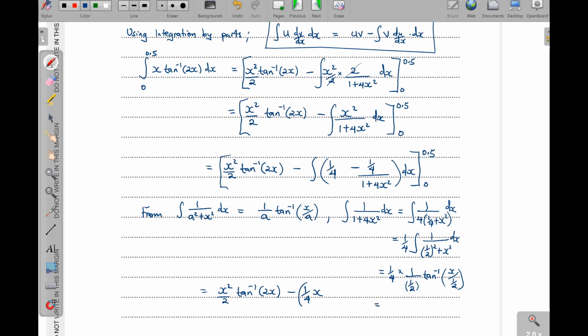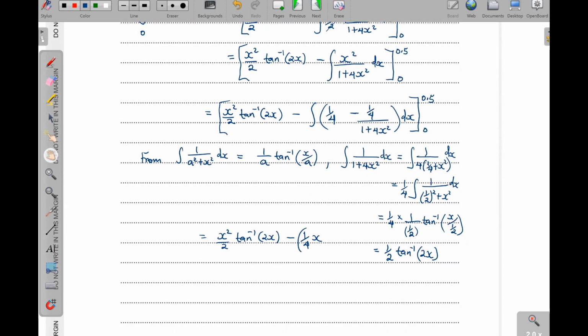Then this one will give us a quarter, the half flips, times 2. So that one will give us a half, not so? So the whole thing here, we shall get a half, then the arctan of, even this one will flip, and then we get 2x here. All right.